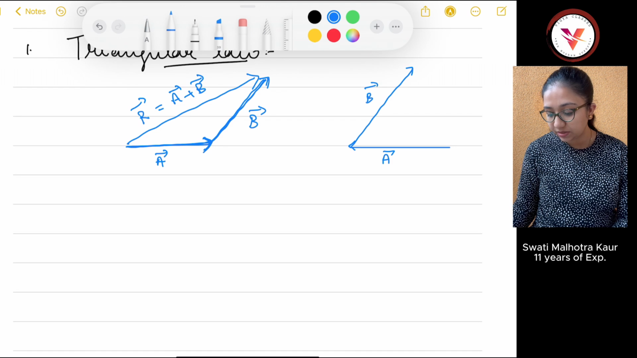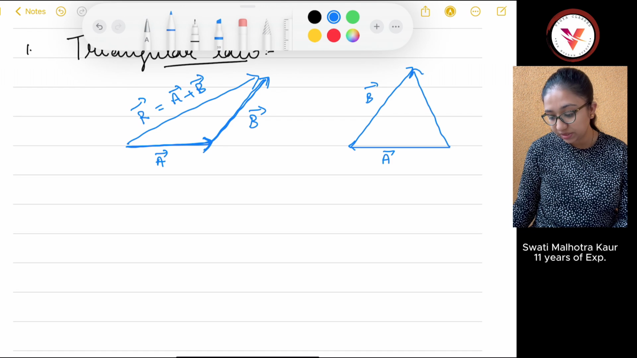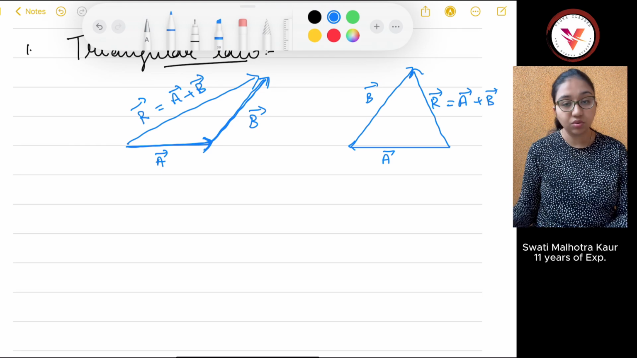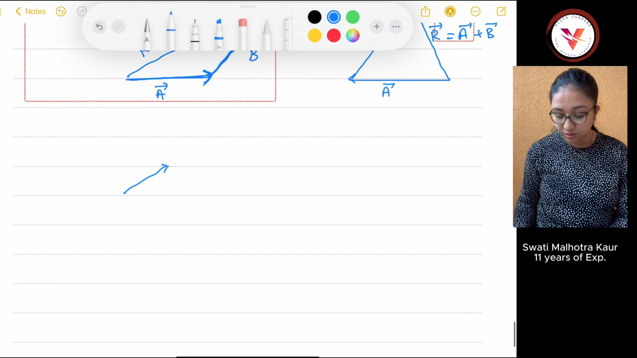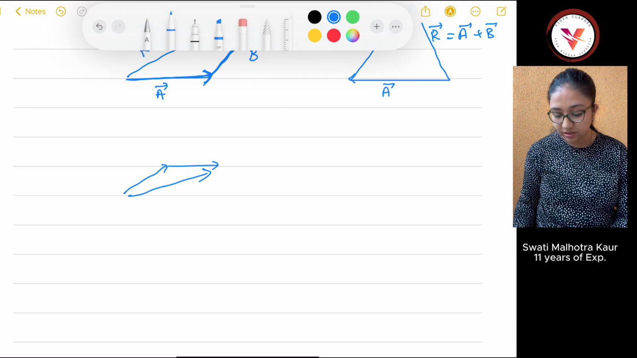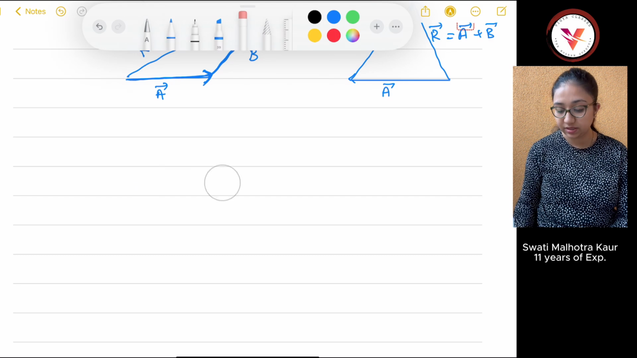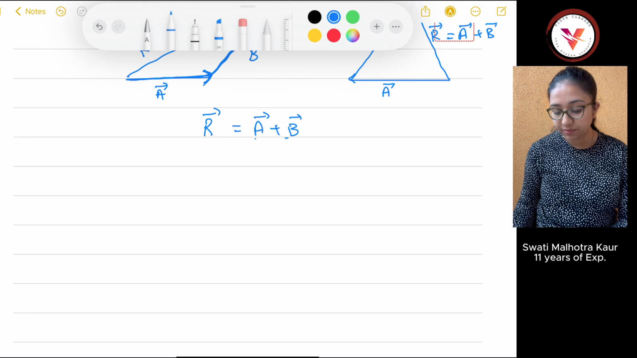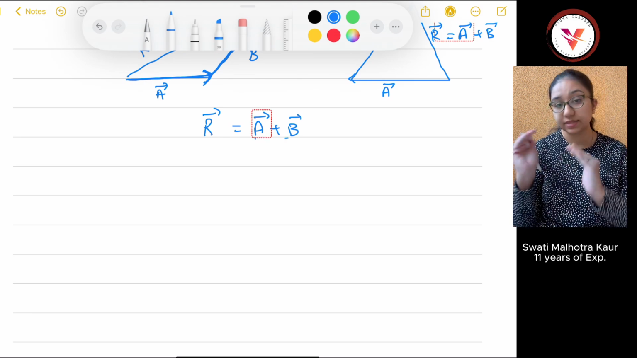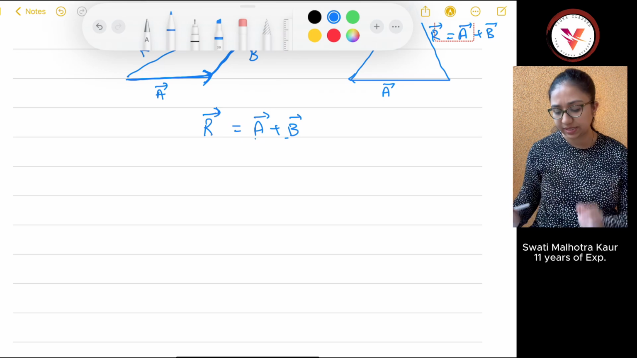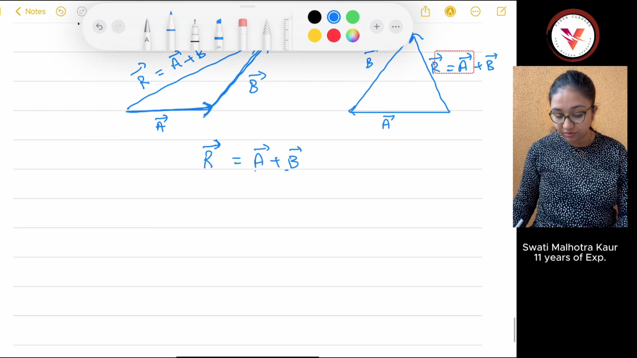B vector is this, then the enclosing side would be the resultant vector of A plus B. So you only have to understand the two sides in the same direction, then the opposite one would be the resultant. So the resultant is your A vector plus B vector, where A and B are considered as the two sides of a triangle taken in the same order. Then the resultant is the third side taken in the opposite order. Simple statement. So this is your triangular law.